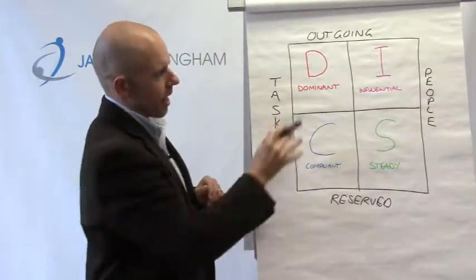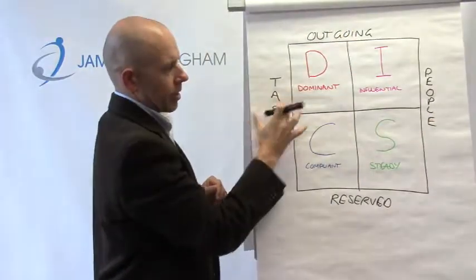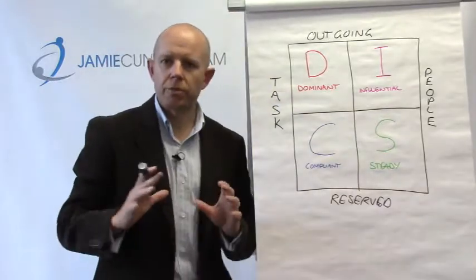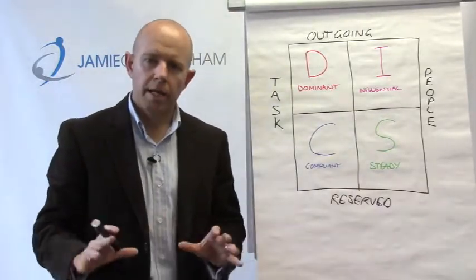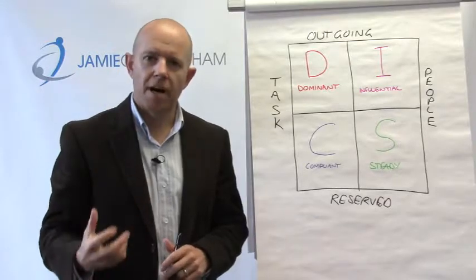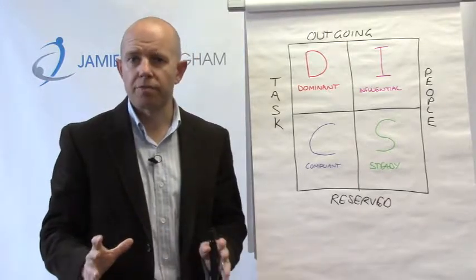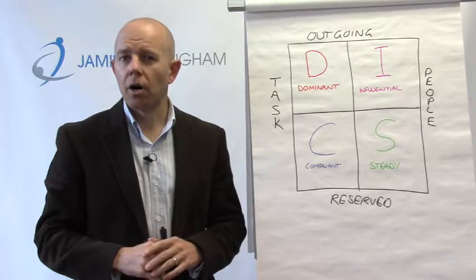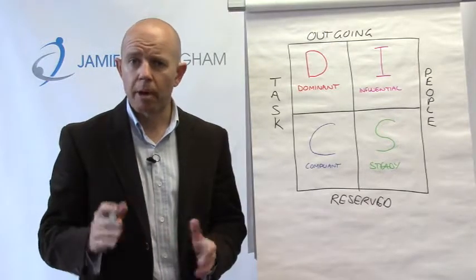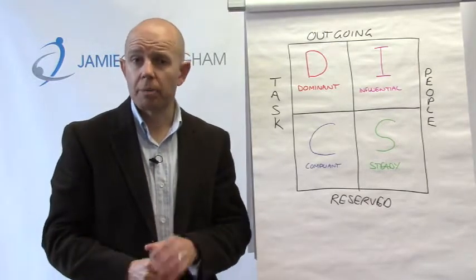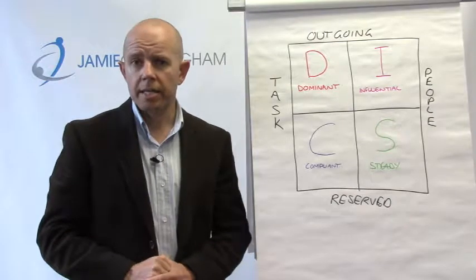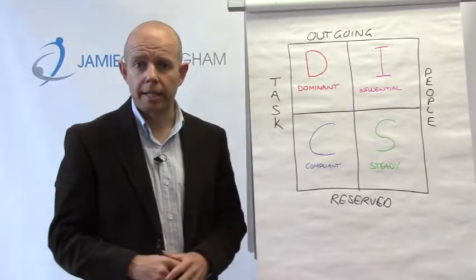But what DiSC is saying is that if someone's outgoing and task oriented, they're a dominant sort of individual. They're interested in results, bottom line results, and they're usually a pretty fast-paced person. They will make decisions very quickly. They're not going to want a whole lot of details around things. It's all about, give me the bottom line. What's the bottom line? They're going to be very direct individuals and speak very openly and candidly.